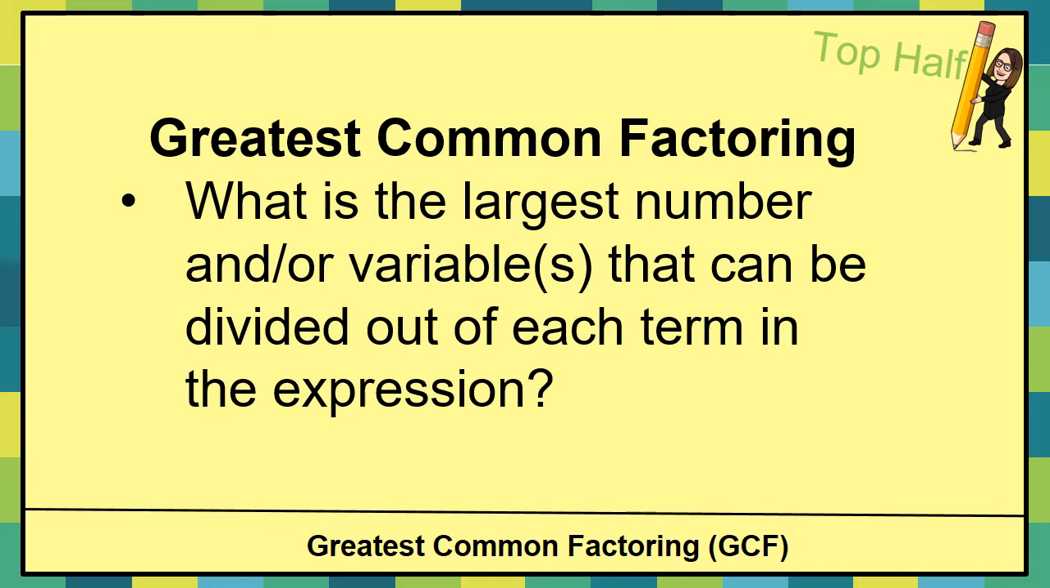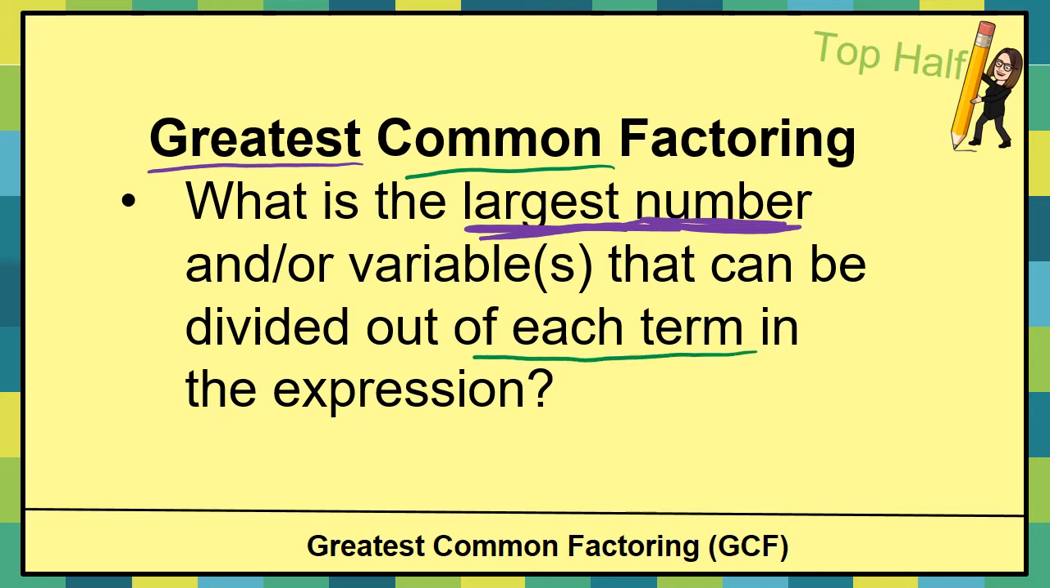Okay, take a look at the name, GCF. Greatest means we're looking for the largest number. That's why there's going to be a lot of numbers we could possibly divide out, but I want the largest, the greatest number. Okay. Common, meaning it has to come out of each term. So if I can't divide it out of each term, they don't have it in common. And we call it factoring because we're dividing out. Okay, we're undoing the multiplication process.